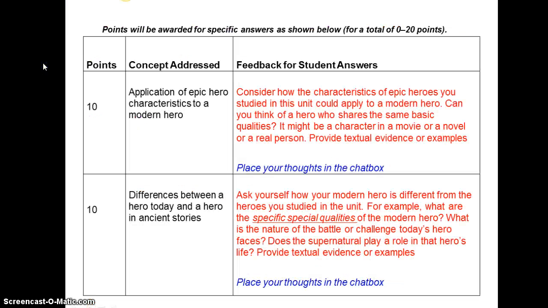All right, so here's the rubric. The first 10 points is application of the epic hero characteristics to a modern hero. So here's some things to look at. Consider how the characteristics of epic heroes you studied could apply to the modern hero. Who is that hero? And again, provide textual evidence or examples.